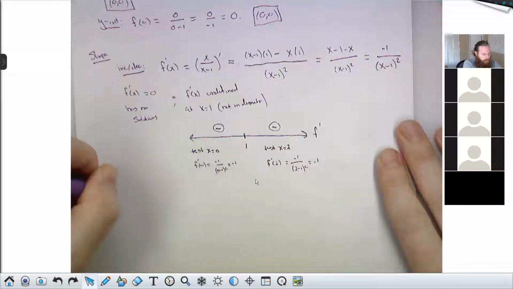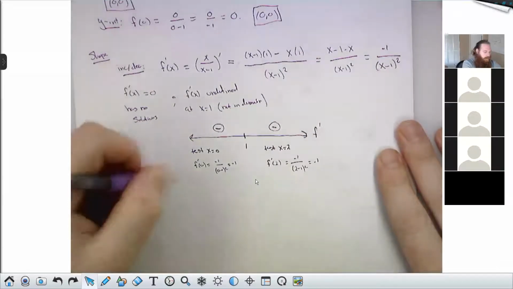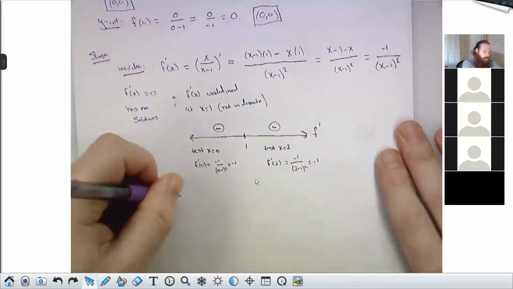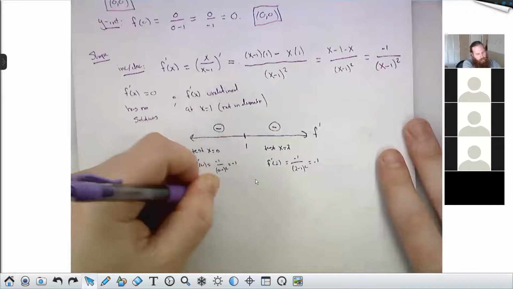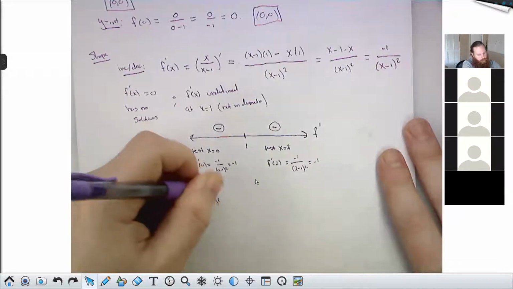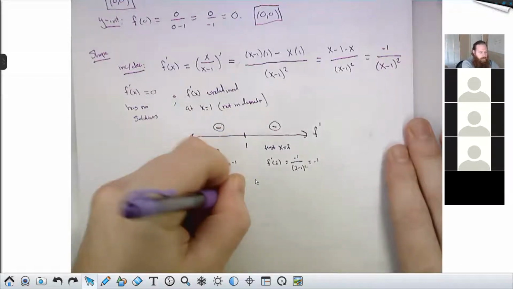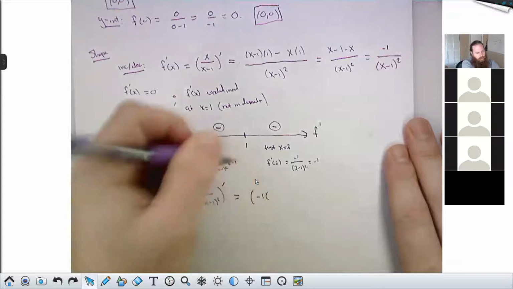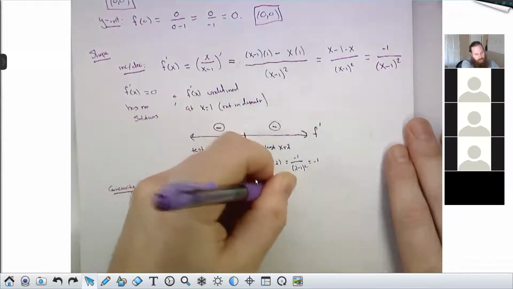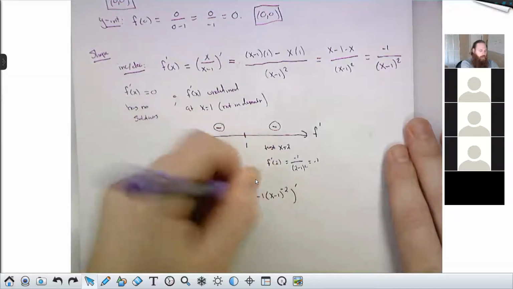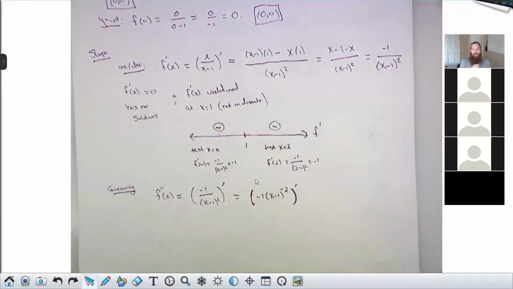To get concavity, I need f double prime. So that's going to be the derivative of negative one over x minus one squared. It's the derivative of the derivative. And here, if I wanted to, instead of using the quotient rule, I can say I'm going to differentiate negative 1 times x minus 1 to the negative 2 as a chain and power rule thing. Save myself a little bit of time, why don't we? So if I want to differentiate this, I would bring down the negative 2. So my front out here would be negative 1 times negative 2.